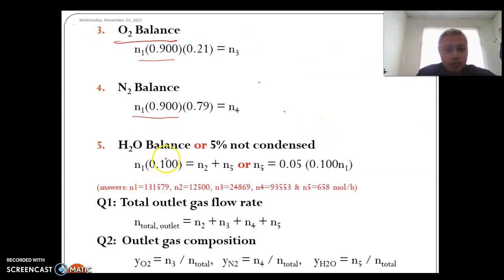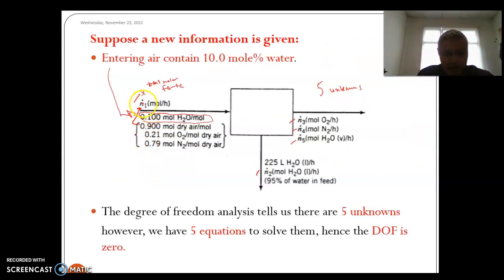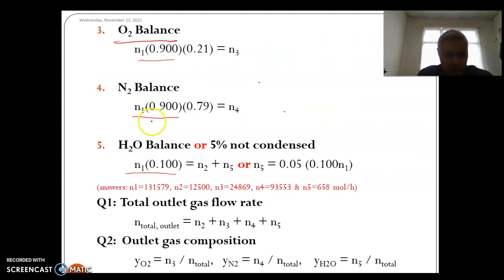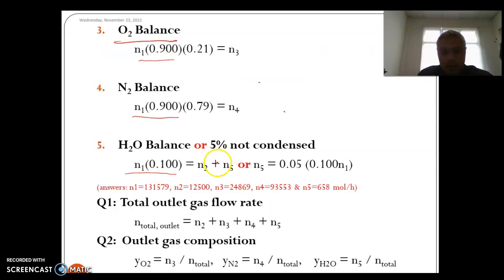Last but not least, we do the H2O balance, where we know that this is the molar flow rate for H2O for the inlet. Let's go back to the diagram. N1 times 0.1, and then we have N2 plus N5, because here N2 is for H2O, and N5 is for H2O as well. So for this one we do a mass balance for H2O. So what we have is 5 equations, or independent equations, with 5 unknowns. So you can solve it via algebra. So we'll get this answer. Try to do it.